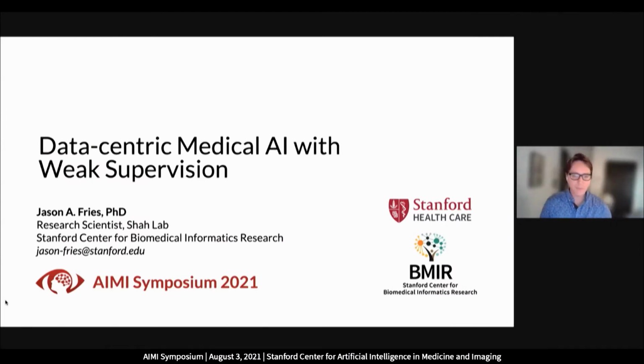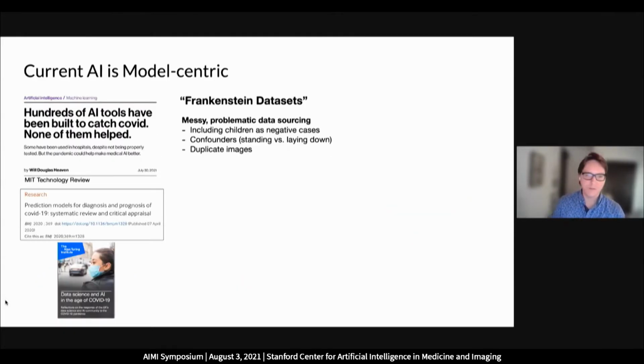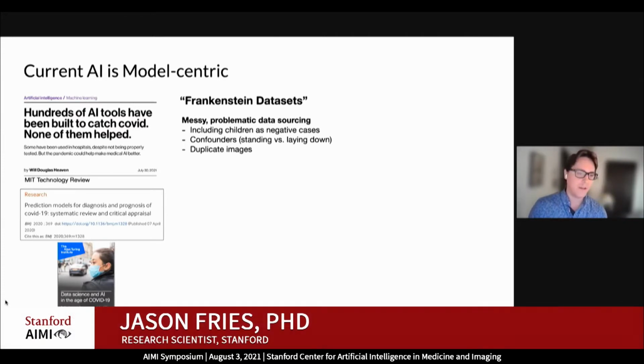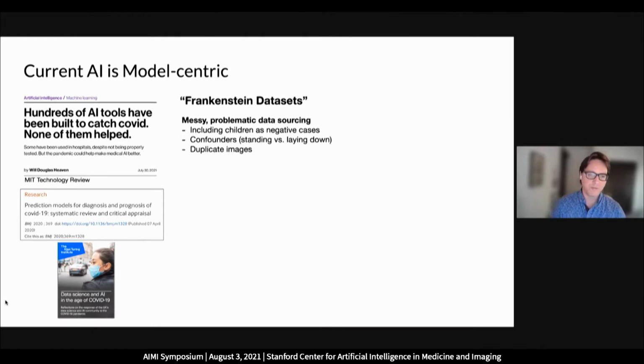Thank you so much, Elsie, for that great introduction. So today I'm going to be presenting on this idea of data-centric medical AI with weak supervision. I'll open where Andrew Ng started this great symposium today, and just note that ML today is very model-centric. There have been a lot of recent publications on the proliferation of COVID models and how they haven't really made any contribution to value in healthcare.